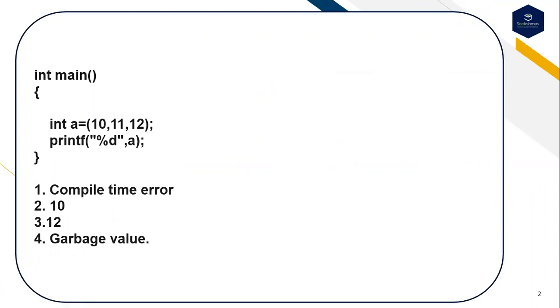These are the following options. First option, compile time error. Second option, 10. Third option, 12. And the fourth option is garbage value. You have to predict the output of this code. You can pause this video and predict the output of this code.